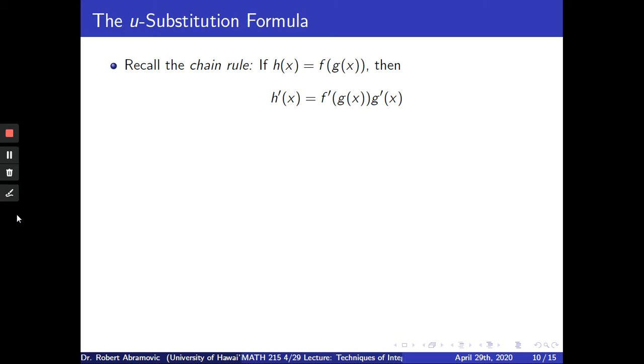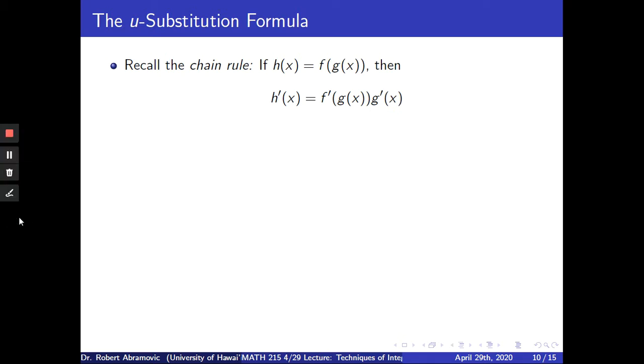Now we're going to go on to the technique of u-substitution. Let's recall the chain rule. If we have a composite function that consists of an outside function f and an inside function g, then its derivative is f prime evaluated at g of x times the derivative of the inside function. So it is the derivative of the outside function, leaving the inside function alone, times the derivative of the inside function.